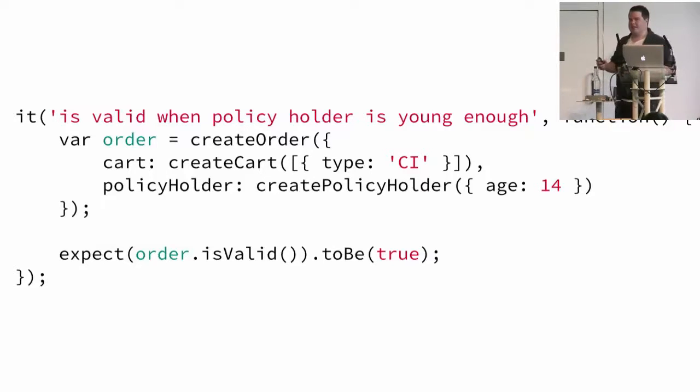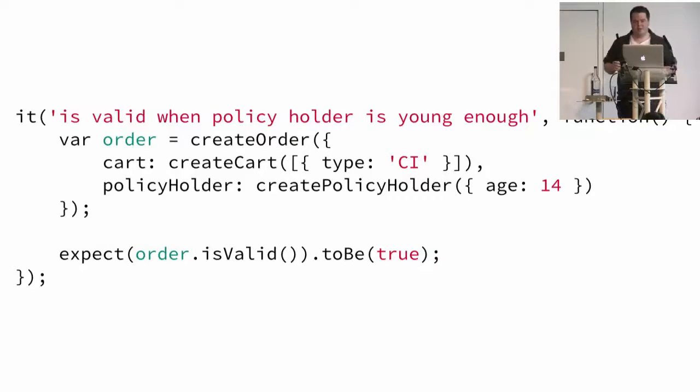But these basically helper functions have really good defaults. So if I don't include anything, they know what to do. So they give this policyholder a name and everything else that you need by default. And you just need to specify the things that you want to specify.